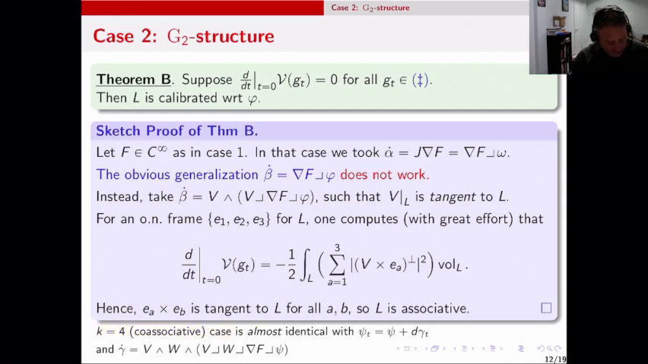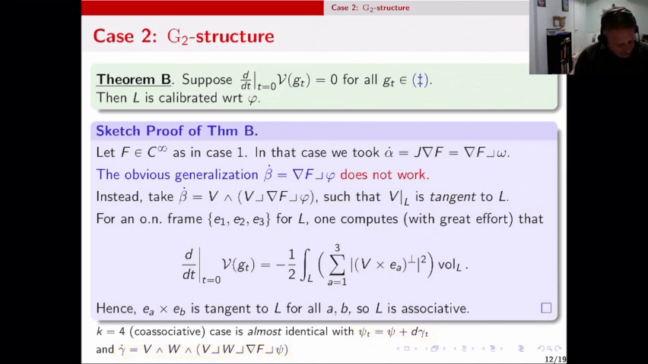Okay? So again, we're going to vary the calibration form. This time the calibration form is psi, star of phi, and we're going to vary it in the direction of exact four forms. And this time, for theorem B, if t is sufficiently small, this is going to be a non-degenerate four form. It's going to induce a metric, and you're going to see that if you start out co-associative, the metric is critical for such variations. And conversely, suppose the metric was critical for all these variations, you want to prove that L had to be co-associative.